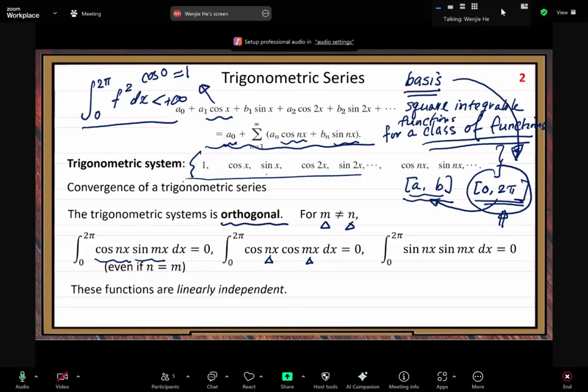These functions are linearly independent. That means if you have a set of functions, here I talk about this general property: a set of orthogonal functions.